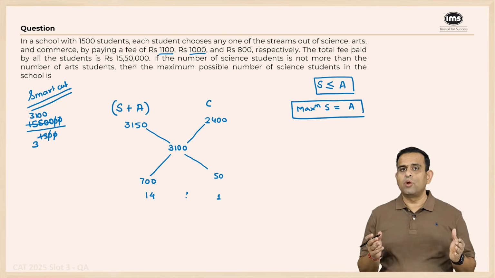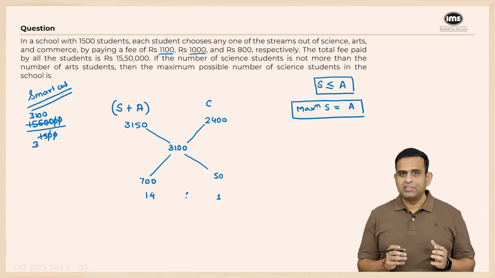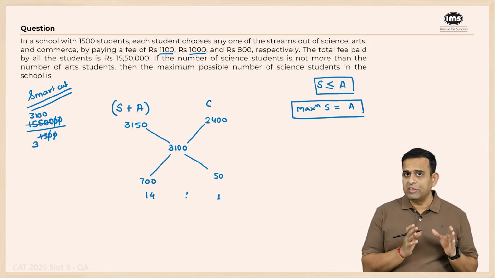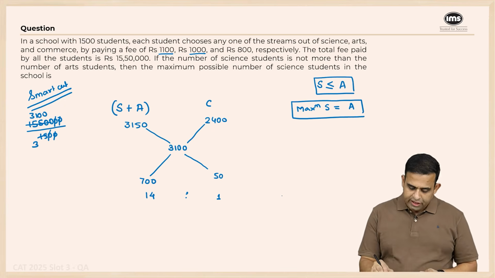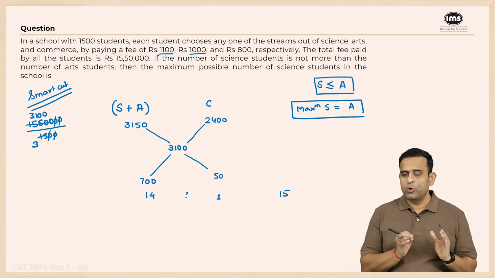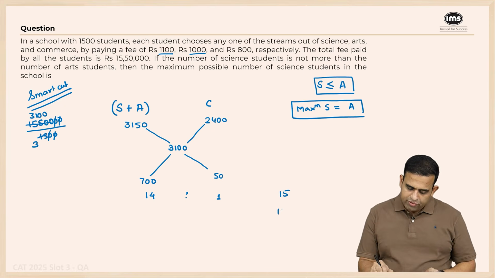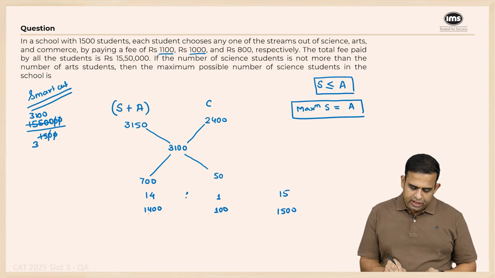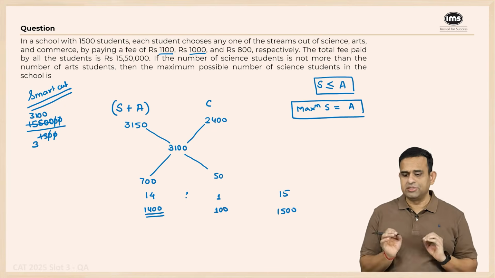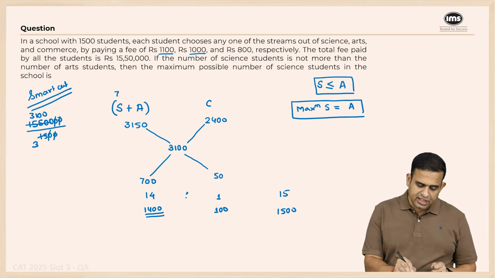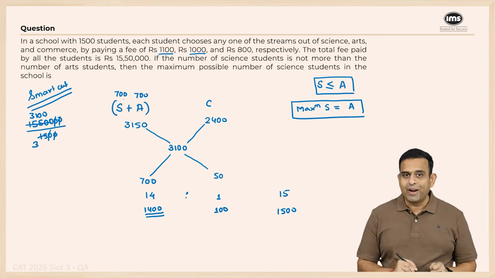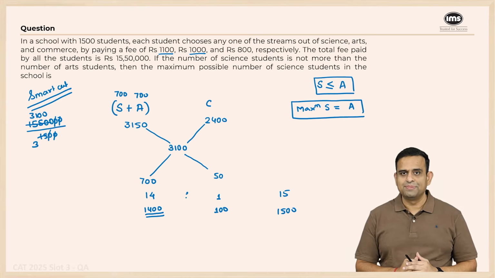Now understand, total number of people were 1500. And if I say I want to divide them into two groups, where one group is science and arts put together and one is commerce, out of 1500, so out of 15, I can say one of them will be in commerce and 14 are going to be in science and arts together. So out of 1500, this has to be 100 and this will be 1400. And since I told you that the maximum S is going to be when it becomes equal to the arts student, it has to be equally split as 700 and 700. So my required answer for this particular question becomes 700.